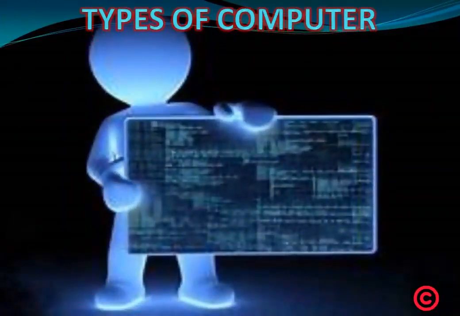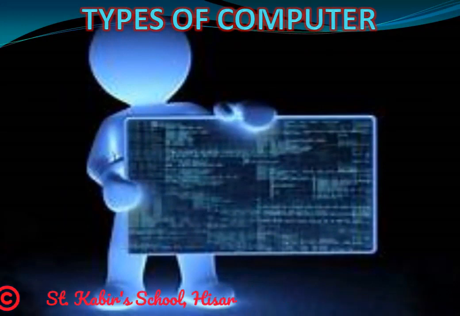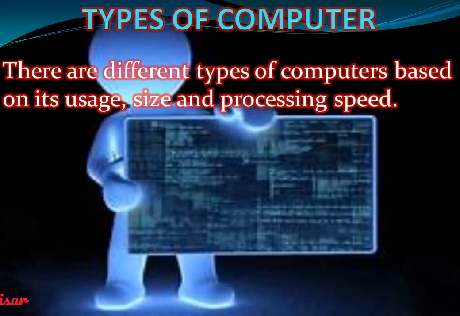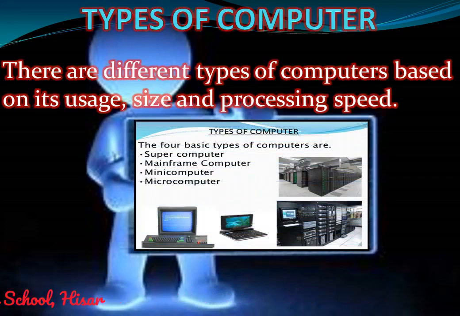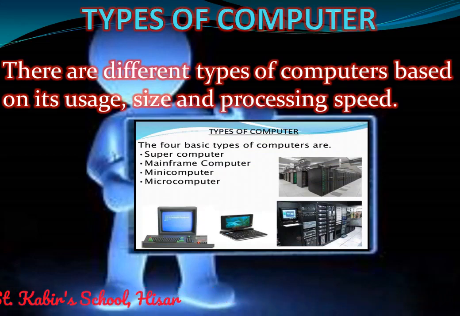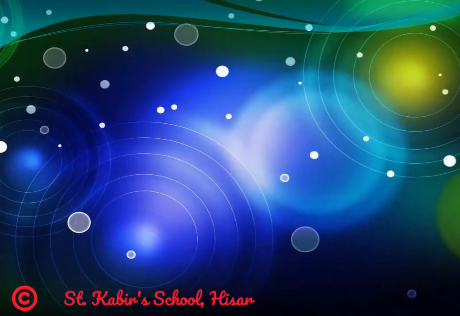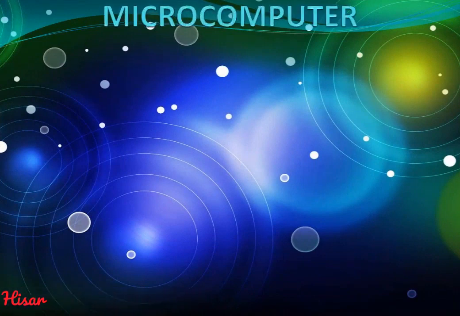Now, there are different types of computer. These types are categorized on the basis of usage, size and processing speed. On the basis of these, the computers are divided into supercomputer, mainframe computer, mini computer and microcomputer. You can see all of these 4 computers in the picture. Today we will see all the types of microcomputer.